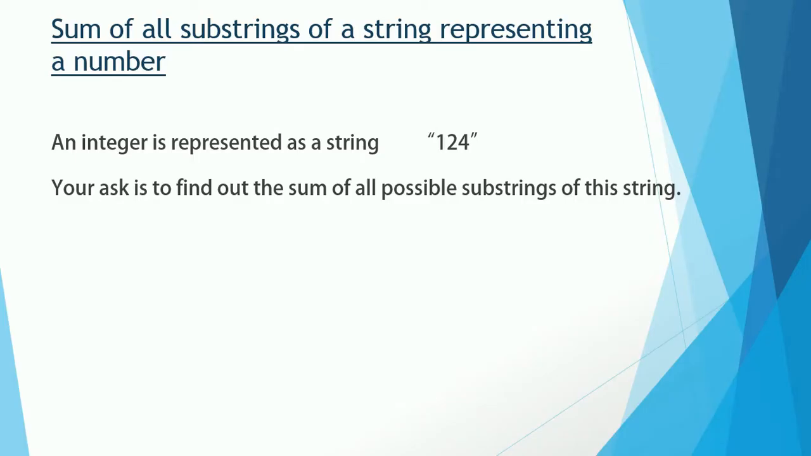There you go. There is an integer 124 given to you, which is represented as a string. Why string? Because your ask is to find the sum of all possible substrings of this string, representing the number 124. That's why it has been represented as a string, because we are talking about substrings here. The different substrings of 124 are 1, 12, 2, 4, 24, 124.